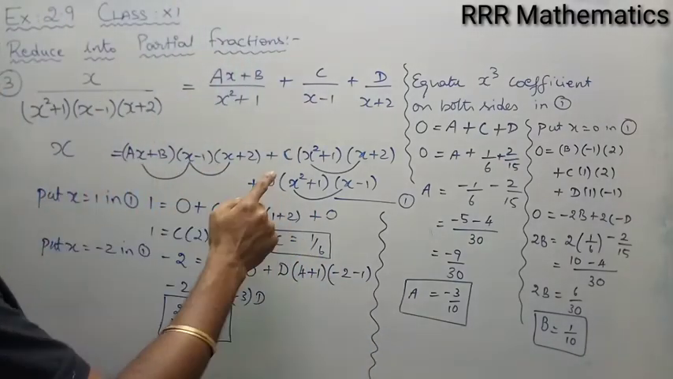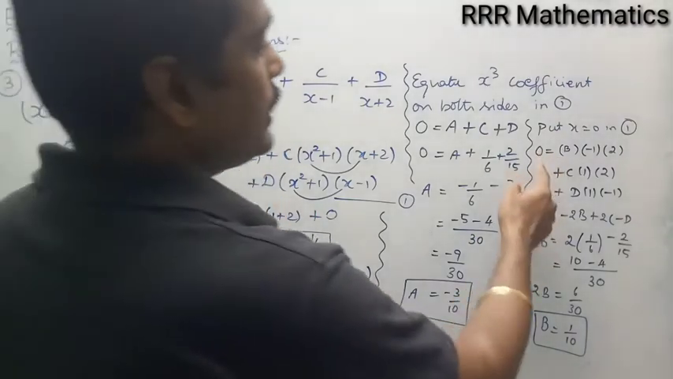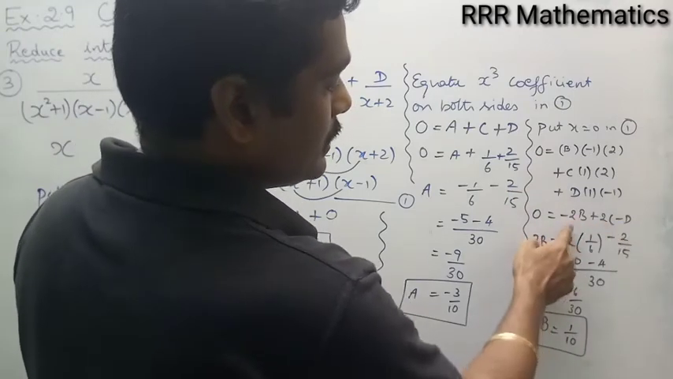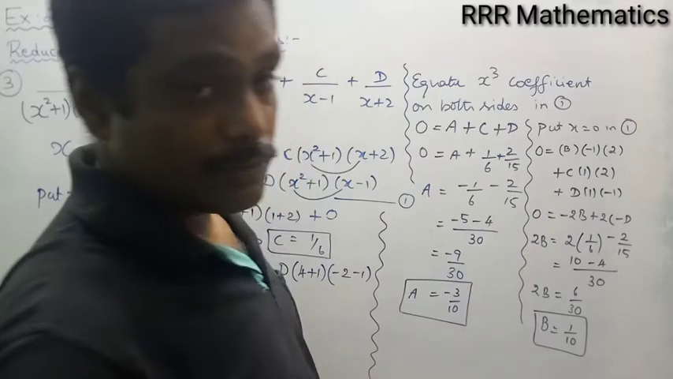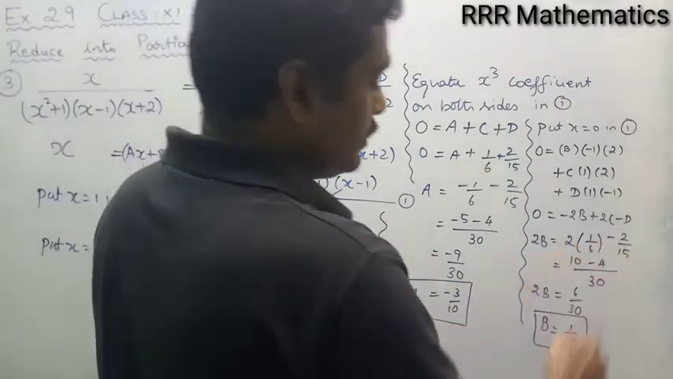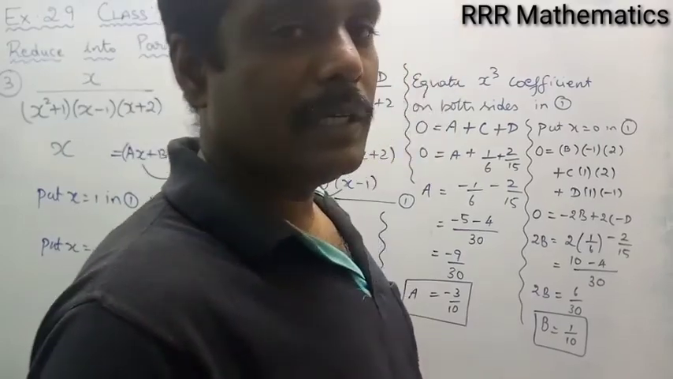Here I am going to use replacing x with 0. When I replace x equal to 0, I will get 0 minus 2b plus 2c minus d. I will bring this minus 2b to the left hand side, it gives plus 2b. I know the values of c and d. I will replace them here. When you simplify, finally we get the value of b as 1 by 10.